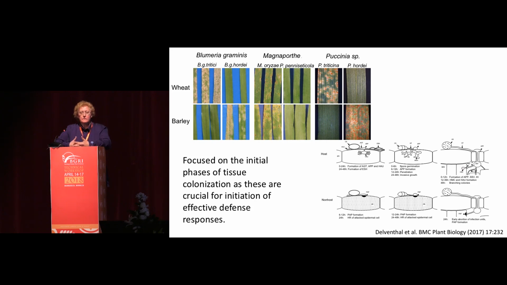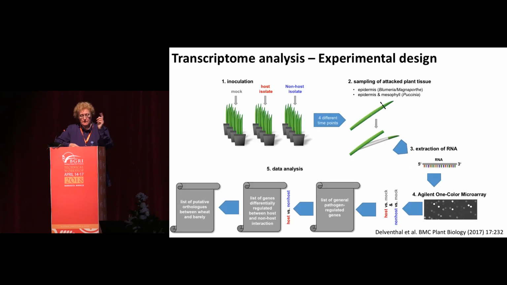We inoculated wheat and barley with the adapted and non-adapted isolates of each of these three pathosystems. We looked at 4 time points, and we looked at the early stages of infection, because obviously in the non-host interaction you don't see any symptoms. All 4 time points were taken between 0 and 48 hours after inoculation.